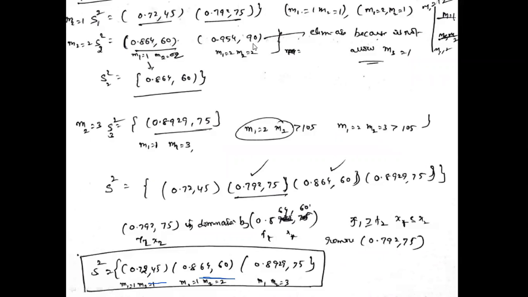Next, by using the domain rule, you can eliminate 0.94. So totally S2 equal to only a single tuple, that is 0.64 comma 60.